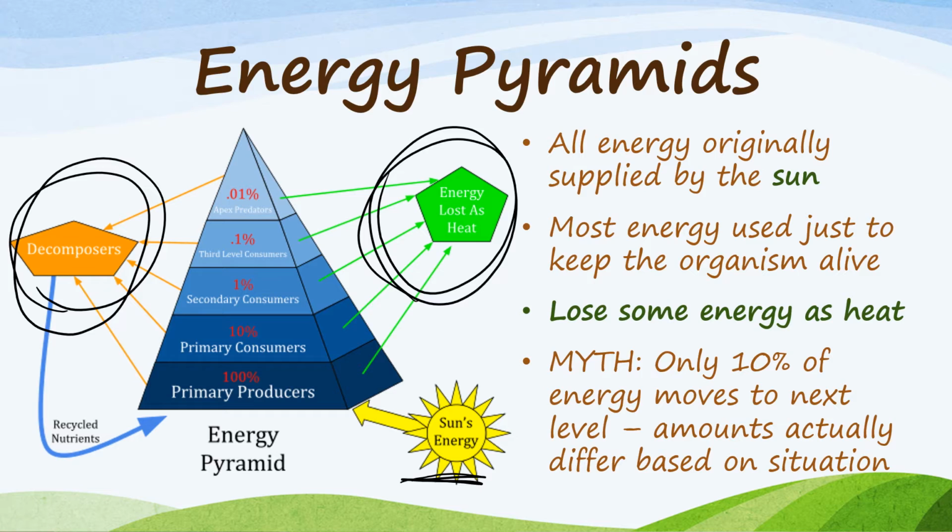The 0.01%, 0.1%, 1%, all those, these are actually a myth. At one point, people thought that only 10% of the energy moves to the next level. That was just something that a guy put in at the very end of his paper. He's like, well, I think it's only 10%. And for some reason, people grabbed onto that. But it's actually not true. It can be 10%, but it can be a lot more, or it could be a lot less. It just depends on the situation.